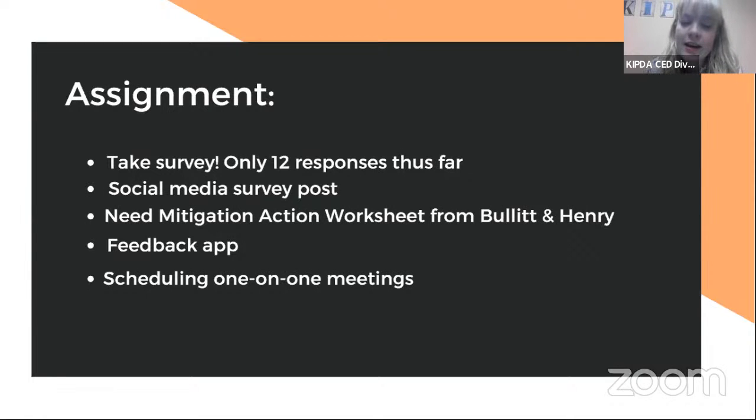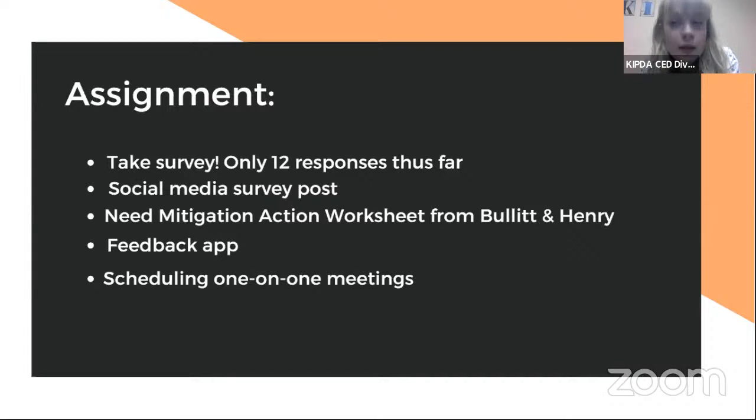We think we need the mitigation action worksheet from Bullitt and Henry counties. I sent that out last week. Everyone else has filled it out thus far. I'll follow up with questions to that as well because it was a bit confusing. We're just trying to figure out what has happened in your communities since our last plan, and what we need to update before we move forward with any sort of goal-making process.